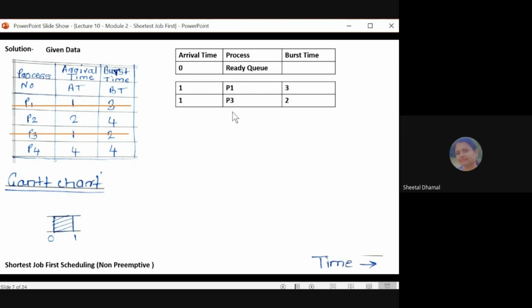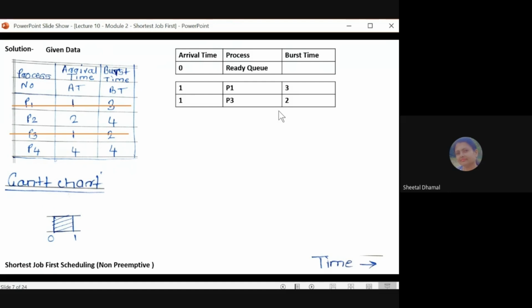Now the criterion used by the shortest job first scheduling algorithm is the burst time, that is, the total execution time required to complete that process. So how will the shortest job first algorithm work? It will compare the execution time required for process P1 and P3. Here the execution time required for process P1 is 3 and for process P3 is 2. Though both processes arrived at the same time, at 1 o'clock, here we are not using the first come first serve algorithm. Here we are using the shortest job first algorithm, so it will compare this burst time.